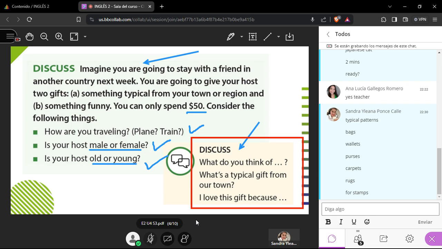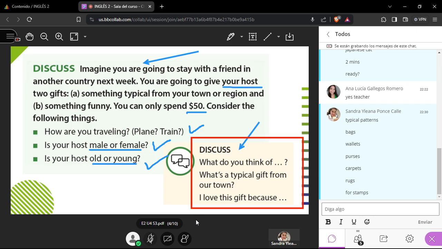All right. So you are going to work in pairs. This is a situation. Imagine you are going to stay with a friend in another country next week. Please, you decide the country. Italy, Scotland, Switzerland, Greece, Paraguay, Uruguay. You decide the country. You are going to give your host.